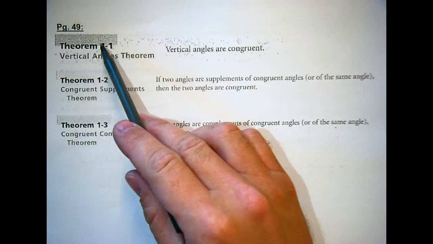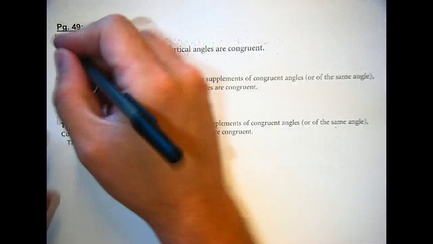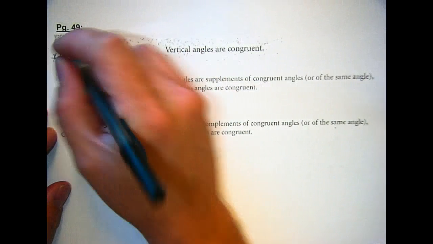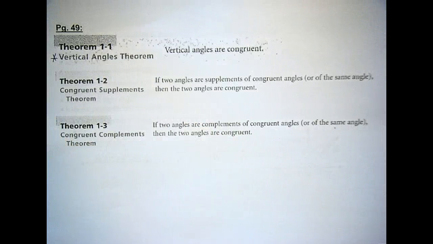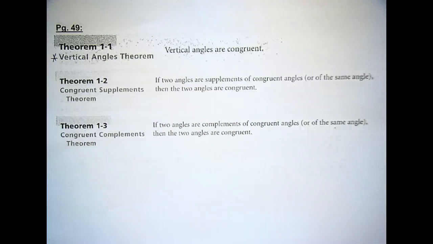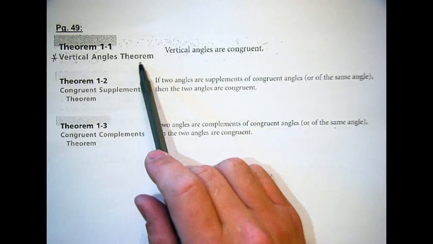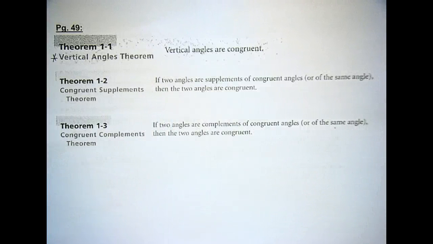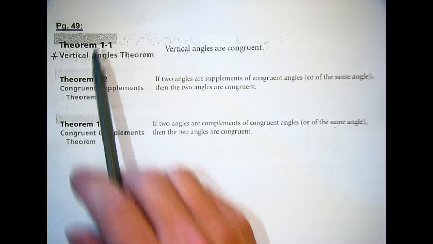Theorem 1-1 is unique to our book. Now this name is a mathematical term. If you went up to someone and said, hey, the vertical angles theorem, because it has a name, that name would mean something to another mathematician somewhere else or another student maybe in another school district. But the theorem number wouldn't.